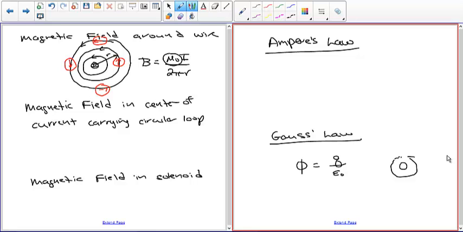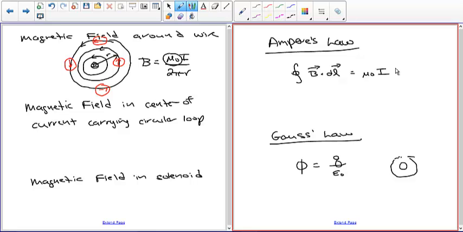Okay, so there's a similar one for magnetic fields, and it's Ampere's law, and what it says is that it's called the line integral. So it's an integral sign with a little circular loop on it, with the magnetic field vector B dotted with this little dl vector. I'll explain this in a second. And that's equal to mu0 times I, and that's it, I think.